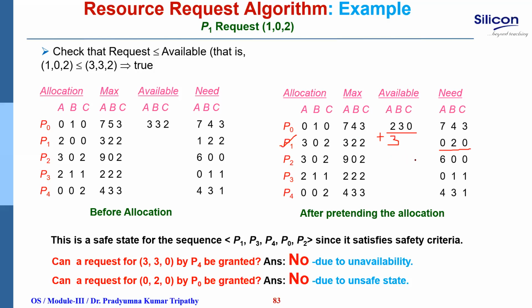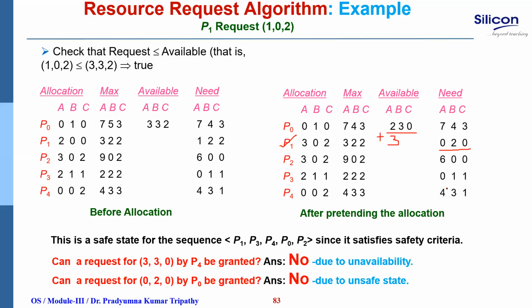Now with this 532, can I satisfy any other process? Yes, we can satisfy P3. So we'll again add the allocation of P3, that is 211. We'll add this 211, correct? So it becomes 7, 4, 3.